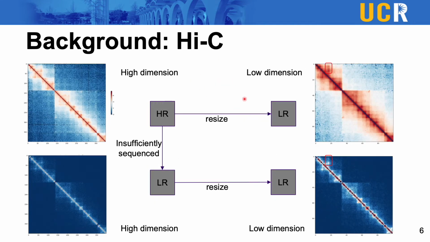Here is the relation between resolution, dimension, and sequencing depth. The top left one is a high-resolution sufficiently sequenced Hi-C matrix containing more details. The bottom one is a high-dimensional Hi-C matrix at low resolution, and both of them can be resized into a larger bin size. The top left Hi-C matrix is the high-resolution Hi-C matrix, and the rest three are all at low resolution. The left one is the input of the model.